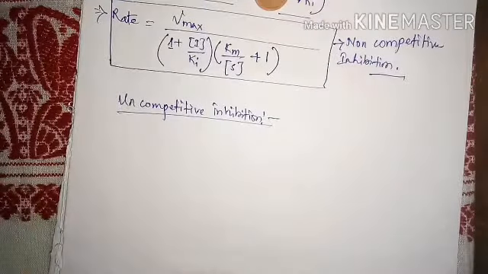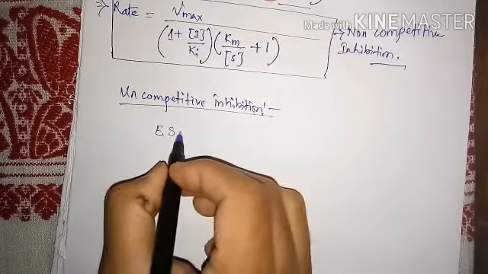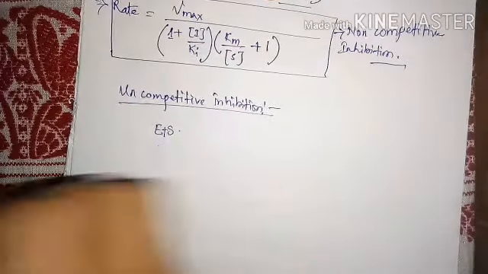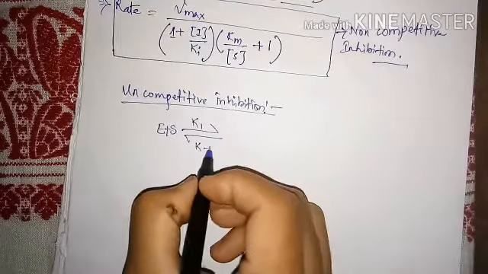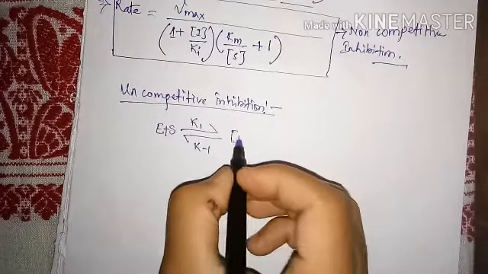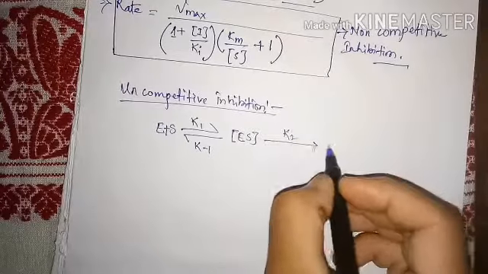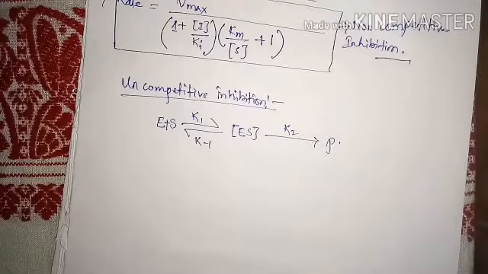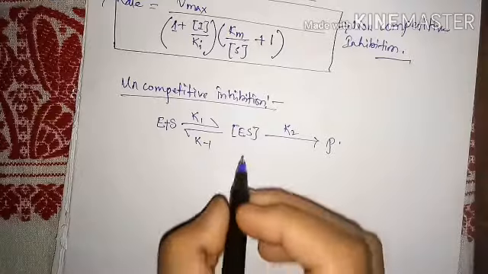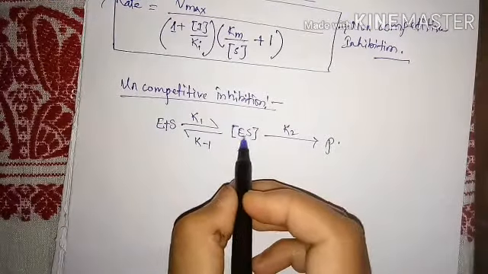In this uncompetitive inhibition, what is going to happen is that we know this equation, E plus S, K1 K minus 1, it will give concentration of ES, and then this will give K product. In case of uncompetitive inhibition, what we are going to see is that the inhibitor is binding only to this complex, that means ES complex.